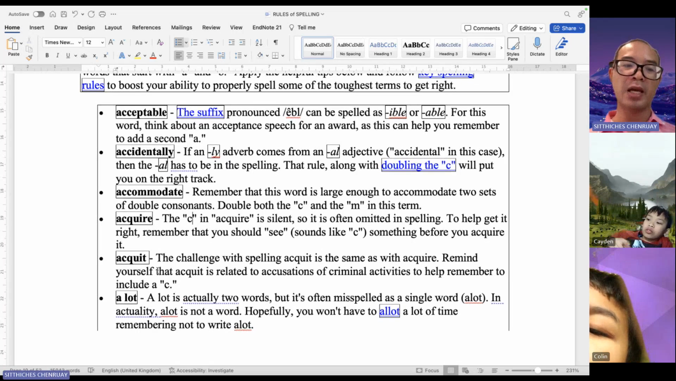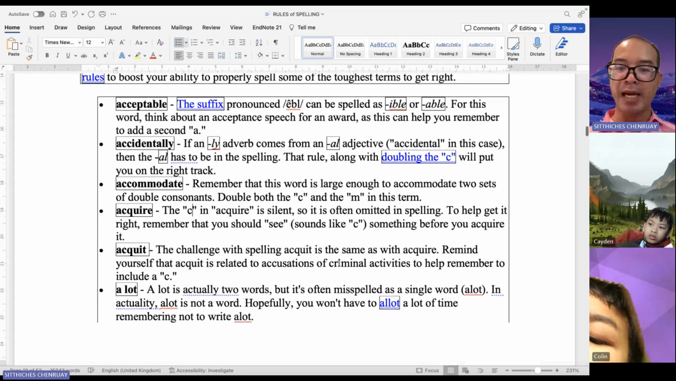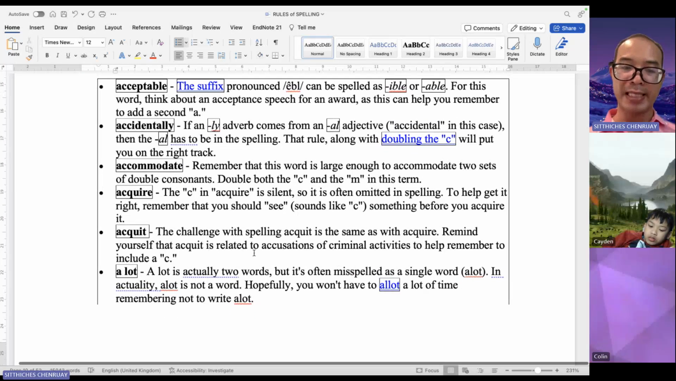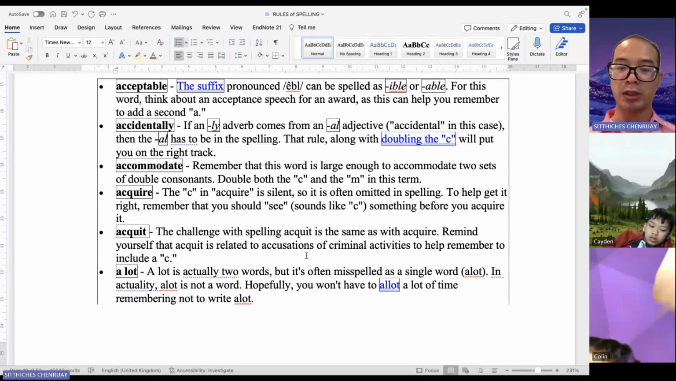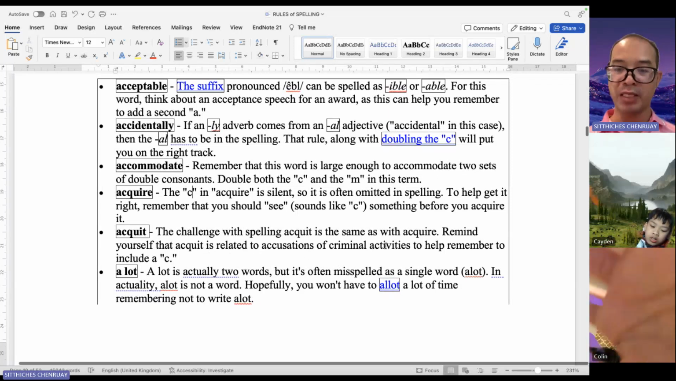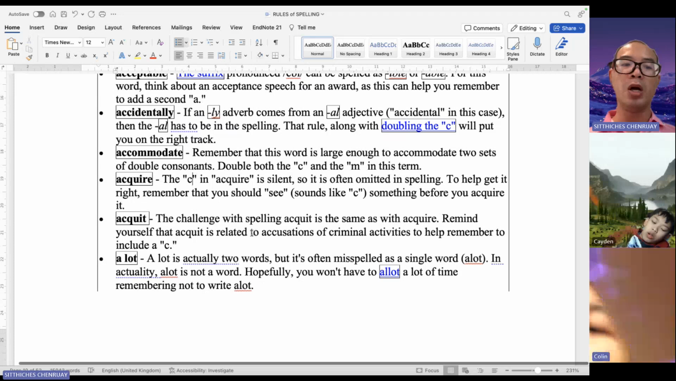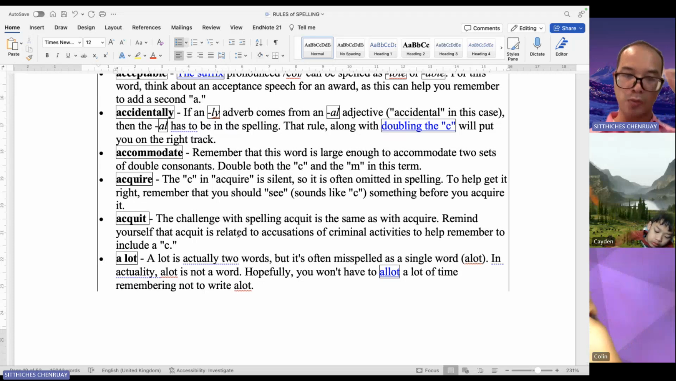Okay, acquit. The challenge with spelling acquit is the same as with acquire. Remind yourself that acquit is related to acquisition. To help remember, include the C, as in acquisition. So acquit means to let you off from it. Okay, acquit.